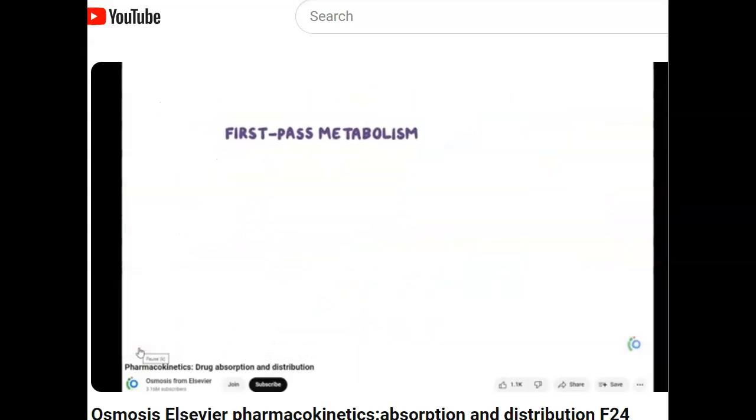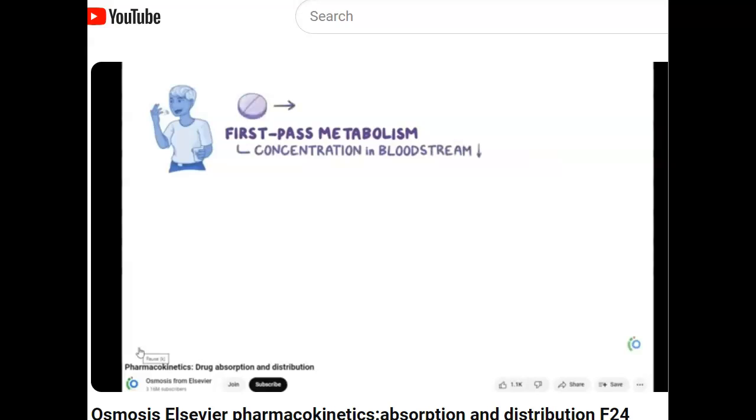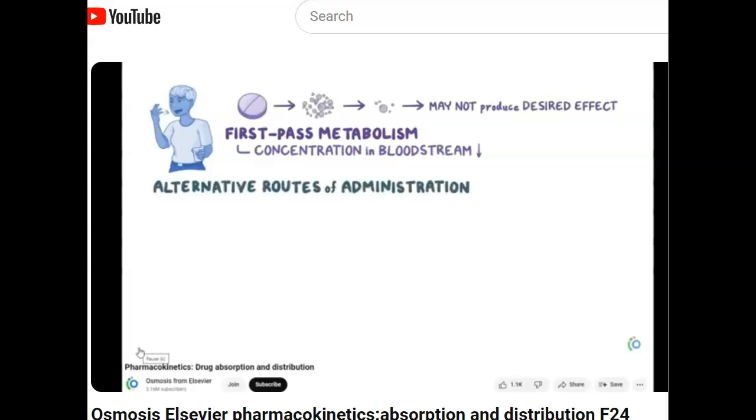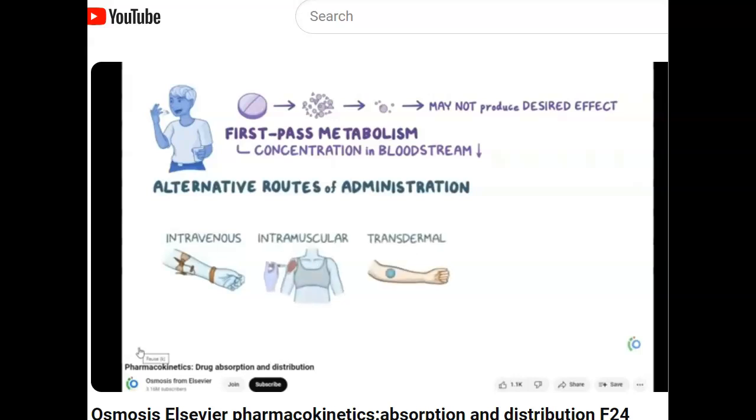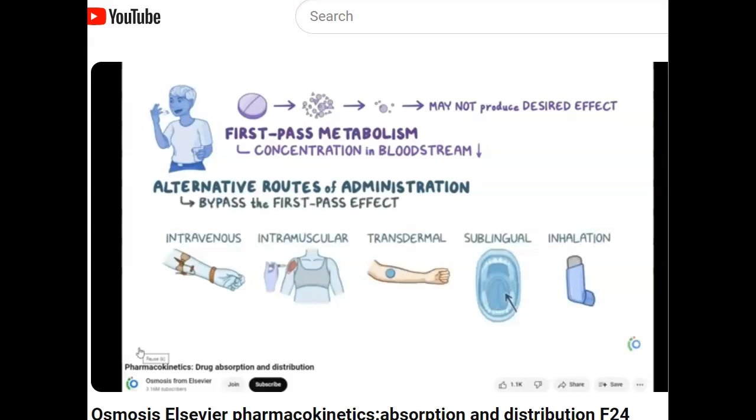This, however, means that if a medication is taken orally and it undergoes extensive first-pass metabolism, its concentration in the bloodstream can get so reduced that once it reaches its site of action, it can't produce the desired effect. In that case, alternative routes of administration should be considered, including intravenous, intramuscular, transdermal, sublingual, or inhalational administration. What these do is bypass the first pass effect, allowing medications to go straight into the systemic circulation and produce their effect.